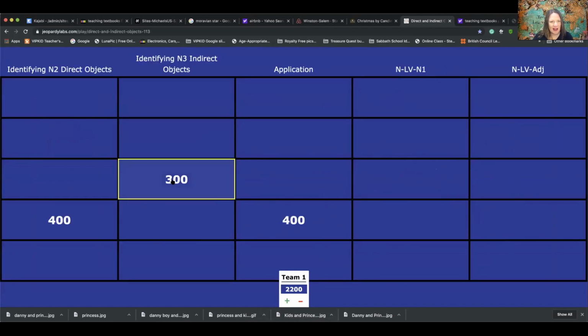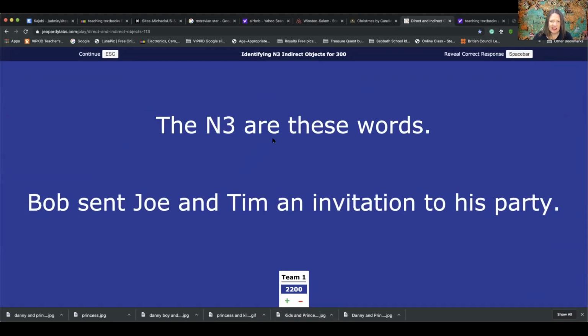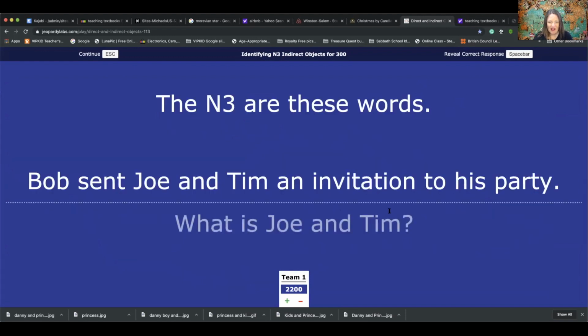Got 3 left. Identifying indirect objects for 300. The N3 are these words. Bob sent Joe and Tim an invitation to his party. The N3 are these words. What is Joe and Tim? They are the ones who received the invitation.